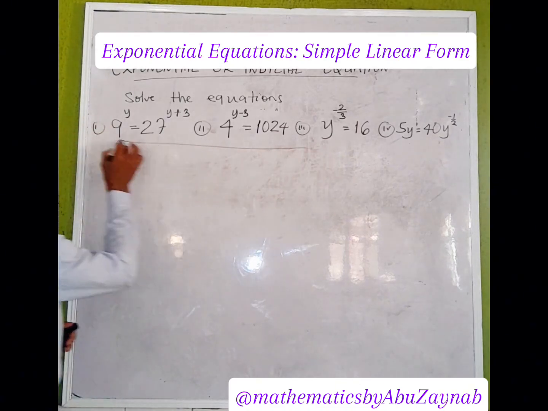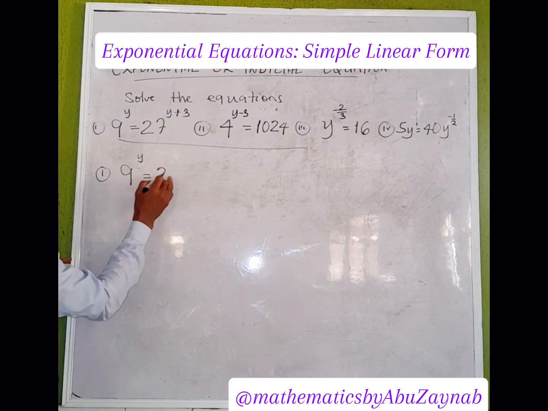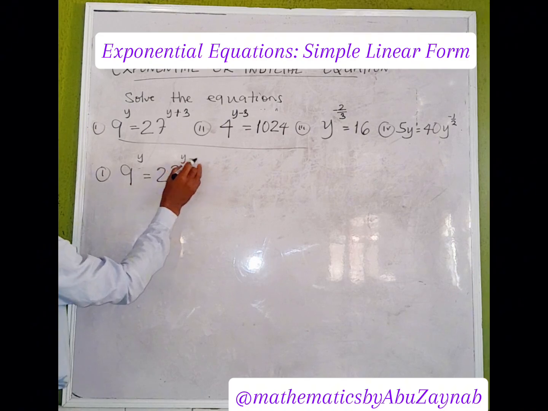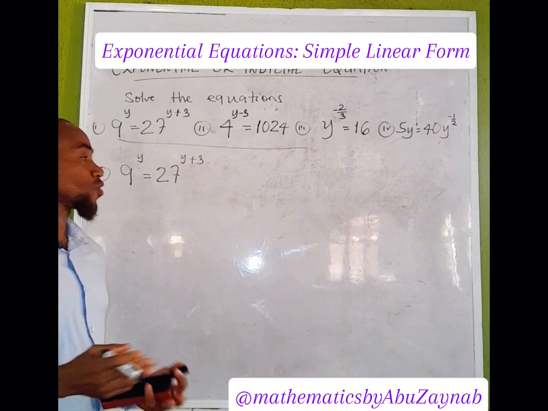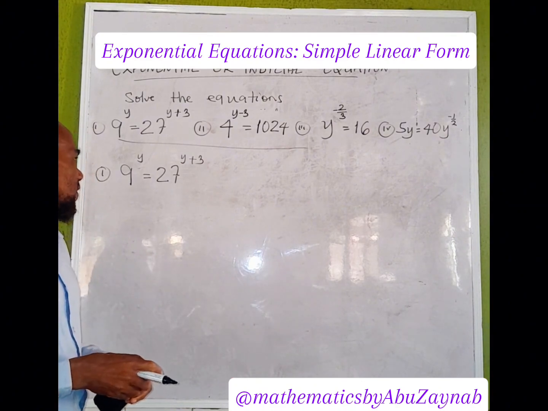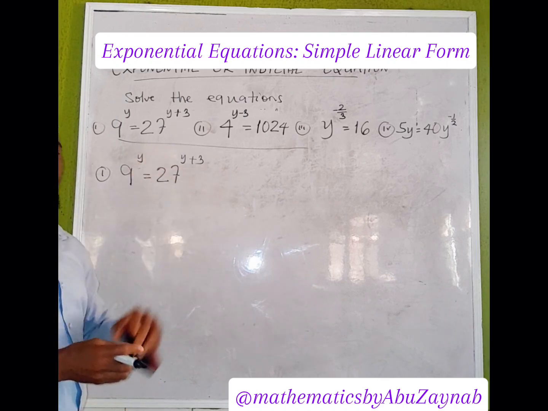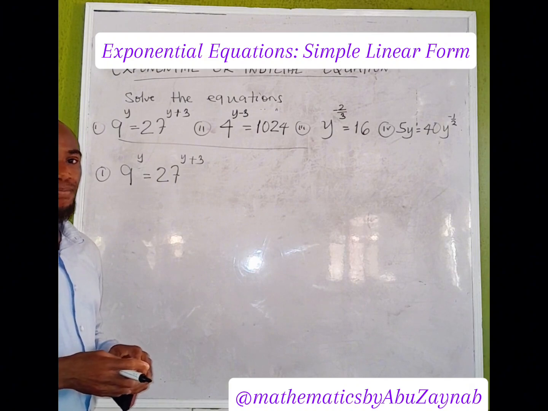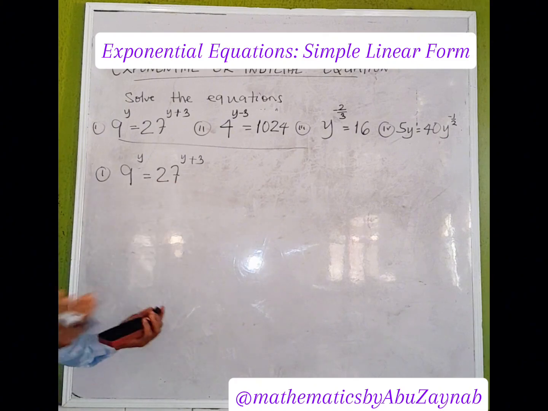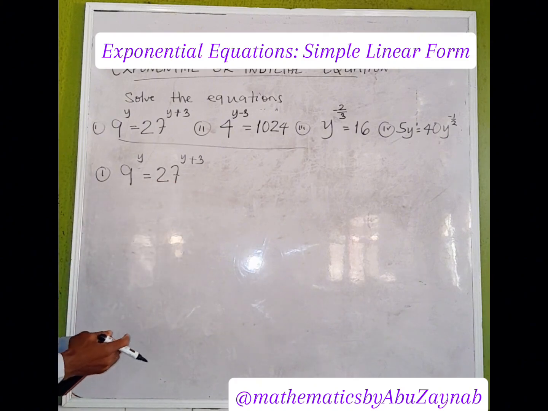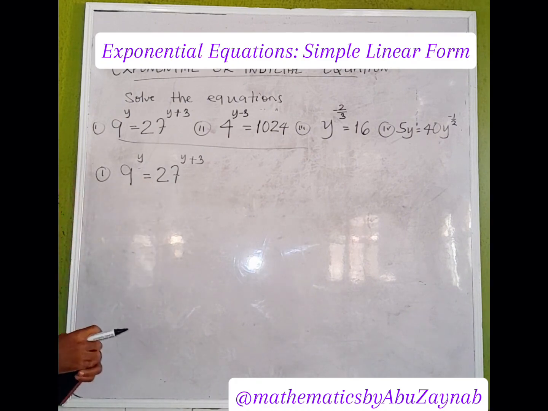So, let's start. Number one, we've got 9 raised to power y equals 27 raised to power y over 3. The summary of solving simple linear equations resulting from indicial equation is that we are going to aim to have equal bases or equal indices, as the case might be. For this question now, we have 9 and 27. They are clearly not the same base. However, if you look in depth, we can simplify them to have the same base, which is number 3.